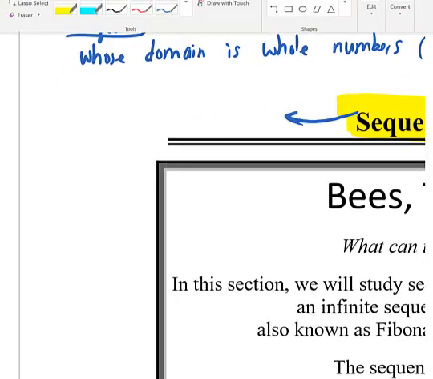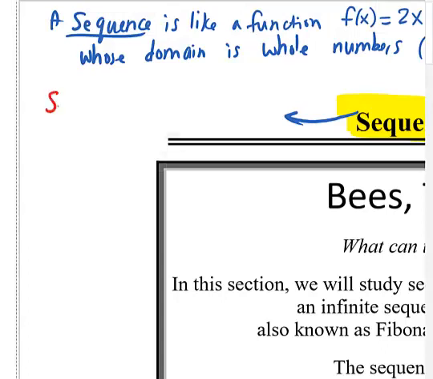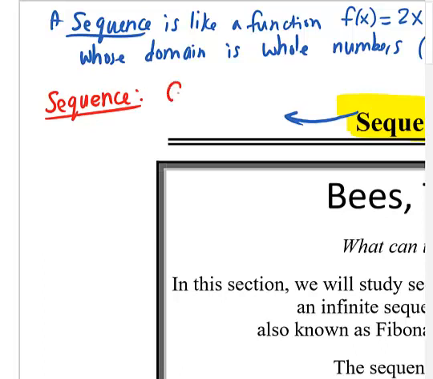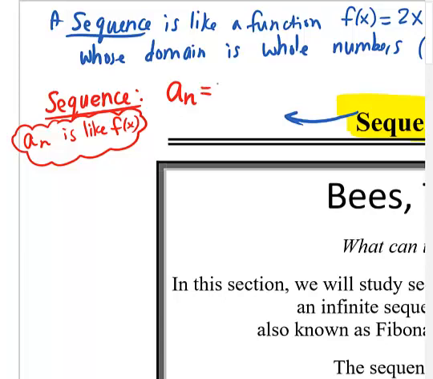And usually for a sequence, you don't write f of x. To show that it's a sequence, you use a different notation. Instead of f of x, you use an a. So a takes the place of f, and a subscript of n takes the place of your variable. So a sub n is like f of x. It's kind of like a function. It gives you a little formula for what values you're going to get out when you substitute certain ones in.